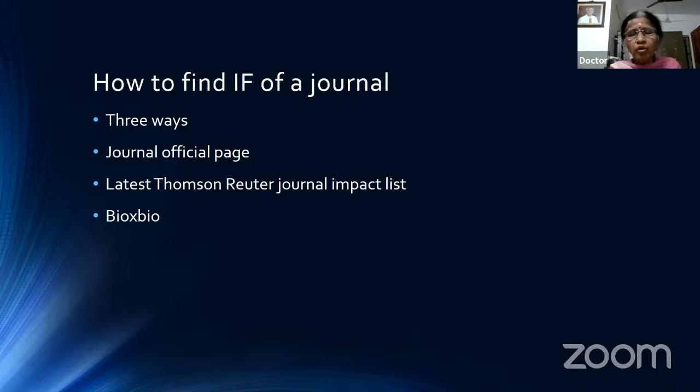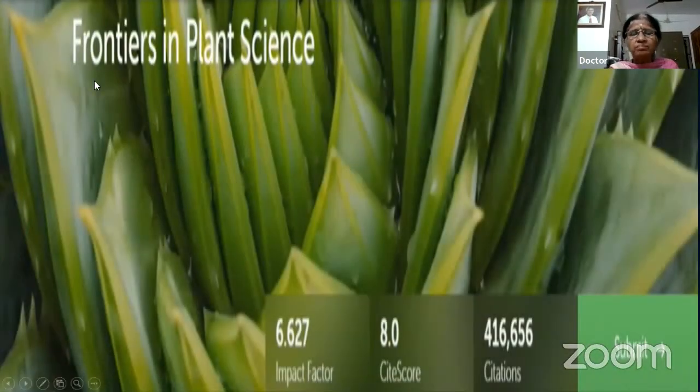I'll just show you one. The first one is the journal's official page. So this is an article in Frontiers in Plant Science. We just open that official page. You see the impact factor is 6.6. So this is good. But it doesn't mean that just because it's 6.6, it is good. It will be compared with the other journals in that particular category. So there's no one particular number to say it's a good impact factor. It depends from discipline to discipline.